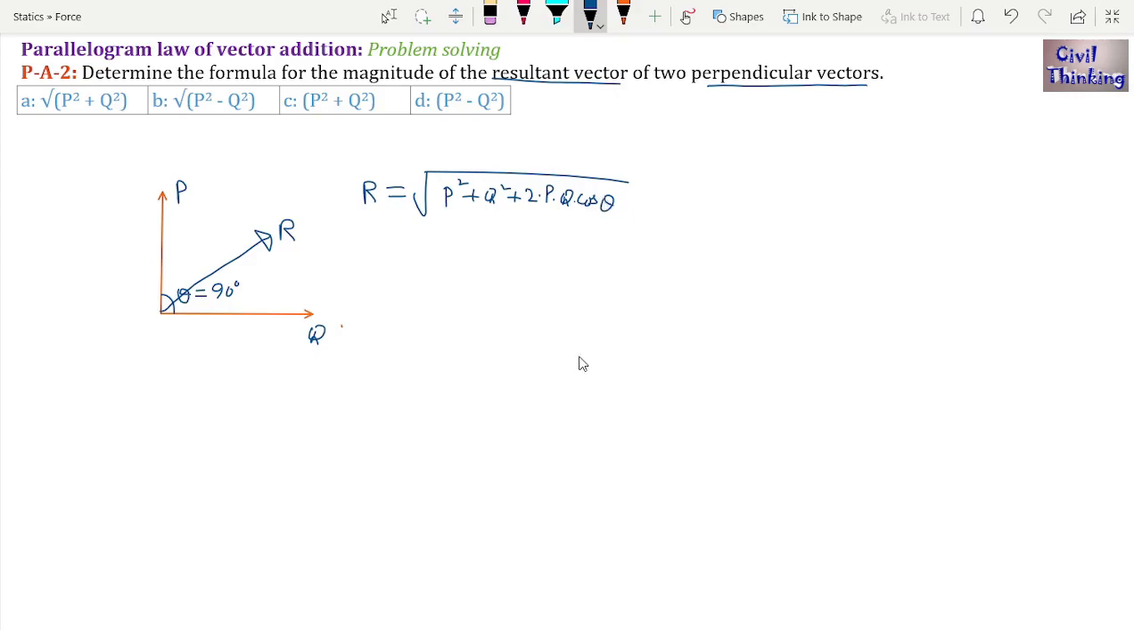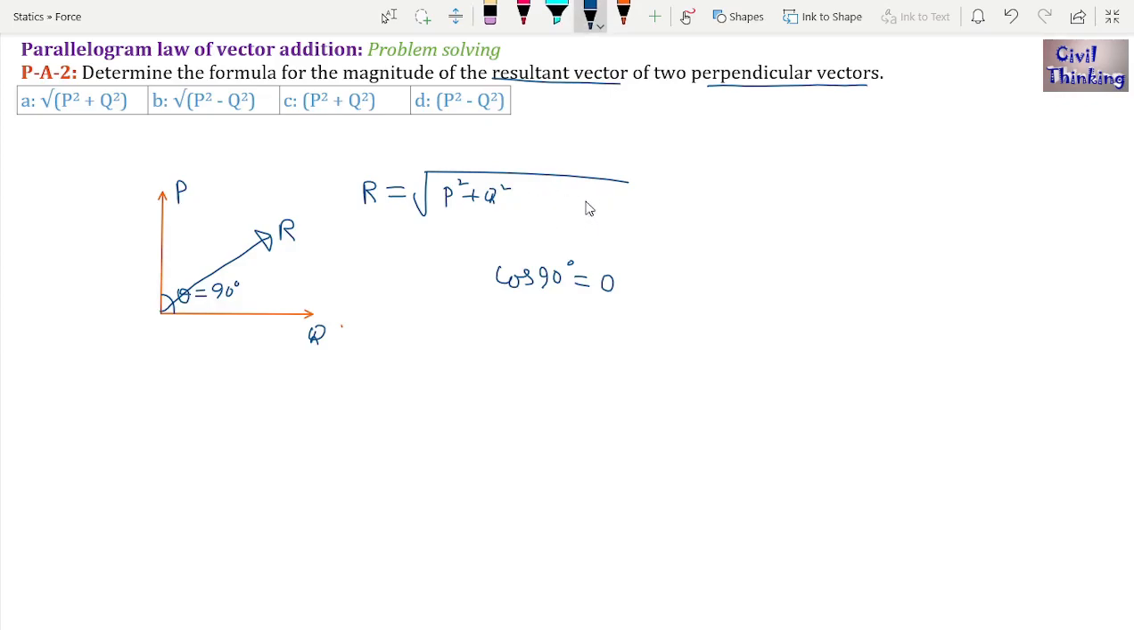But right now we have angle theta as 90 degrees, right? So here we have cos 90 degrees. Now what is the value of cos 90 degrees? It is 0, right? So cos 90 degrees is 0, and it is multiplied by 0, right? So 2PQ multiplied by 0, all of it is 0.